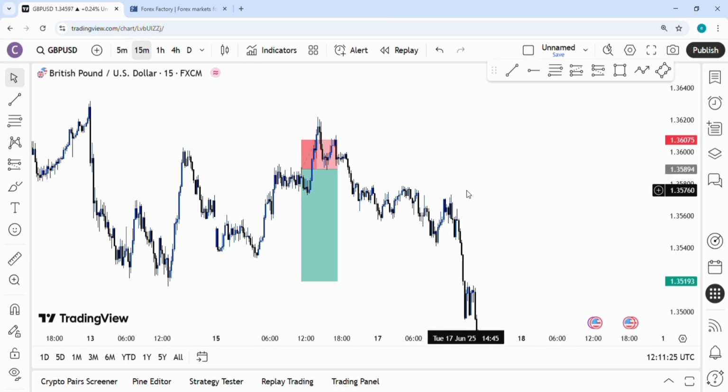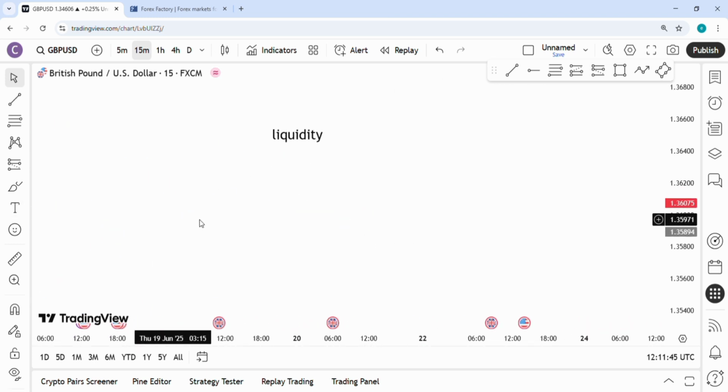Have you ever wondered why price hits your stop loss like this particular example over here, when price will take you out before going to your direction? Well, that is called a liquidity sweep, and the smart traders use this particular scenario to their advantage. So in this video today, I'll be teaching you guys everything you need to know about liquidity.